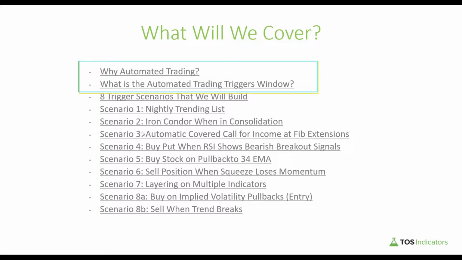Then in scenario 7, we're going to start to bring in multiple indicators to show you how far we can push this particular window before we start to get errors. And then finally, scenario 8 has two different parts, A and B. A is going to be about entry, and B is going to be about exit, and both are related to combining, again, multiple conditions, this time implied volatility, to try and find automated trading triggers.